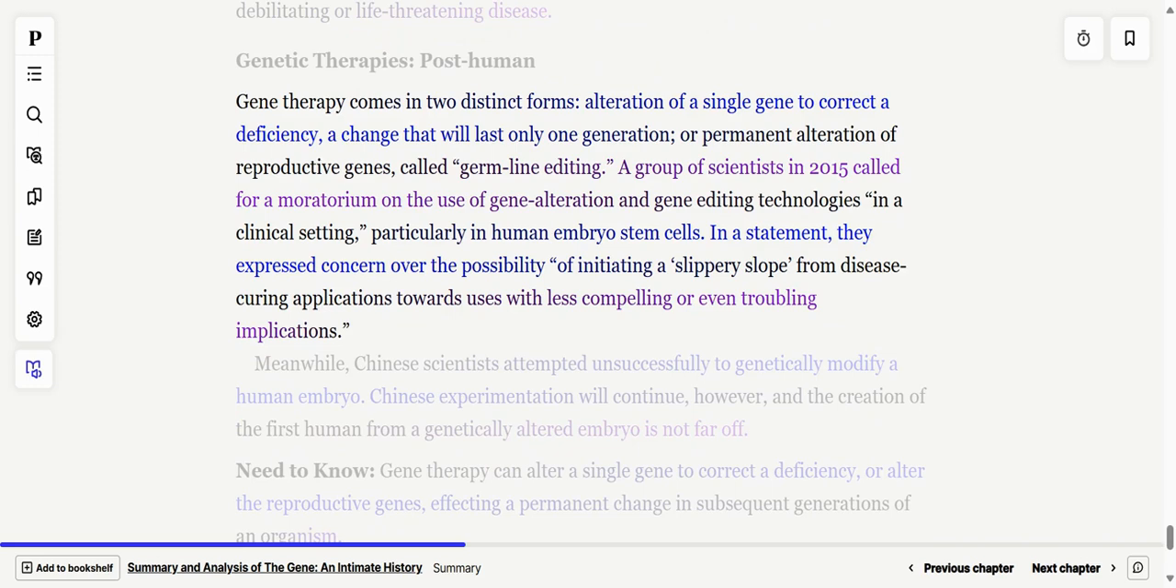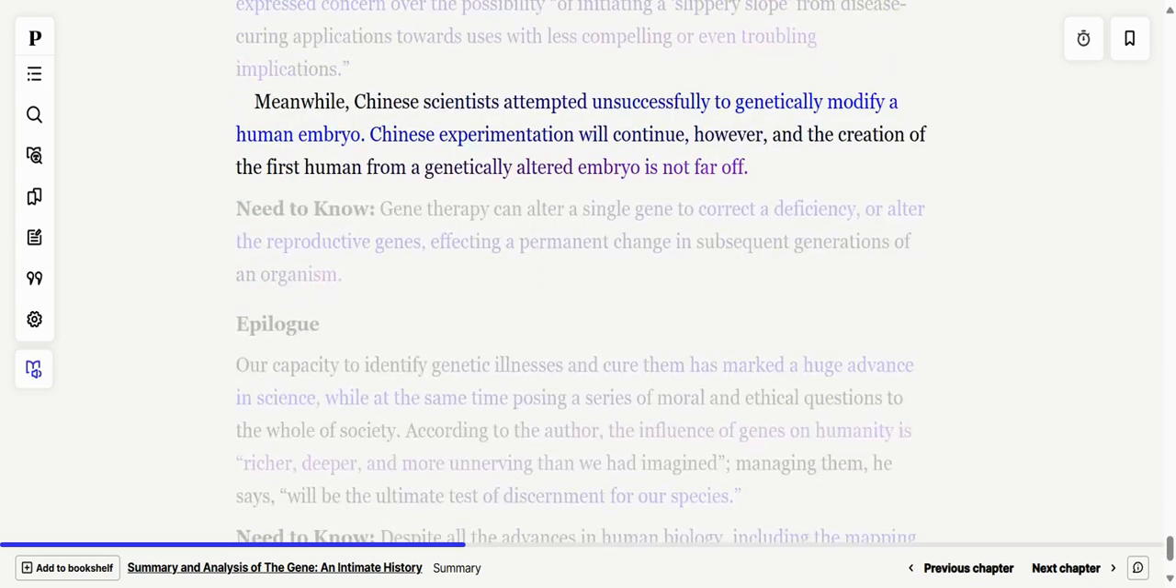Meanwhile, Chinese scientists attempted unsuccessfully to genetically modify a human embryo. Chinese experimentation will continue, however, and the creation of the first human from a genetically altered embryo is not far off. Need to know: gene therapy can alter a single gene to correct a deficiency, or alter the reproductive genes, affecting a permanent change in subsequent generations of an organism.